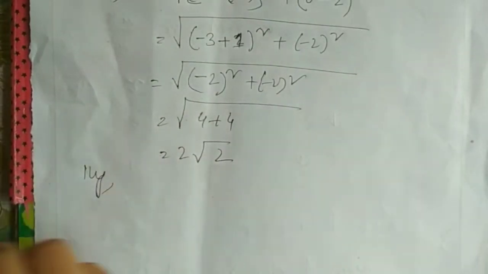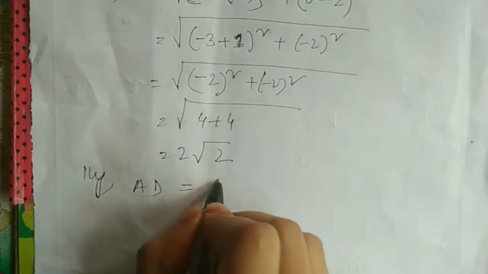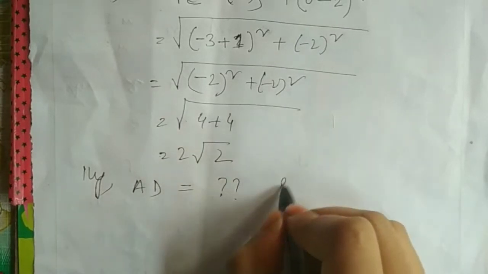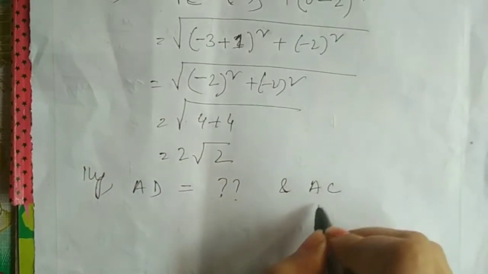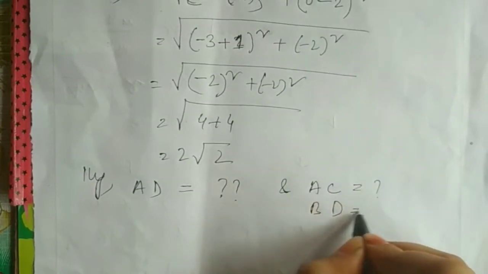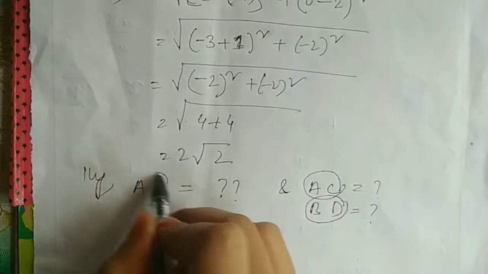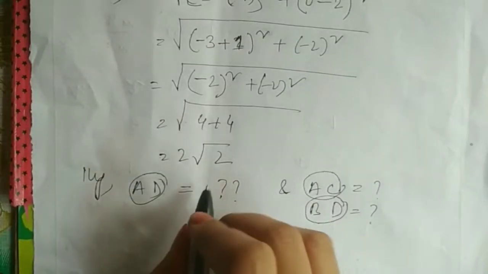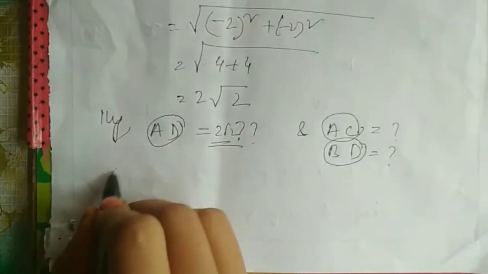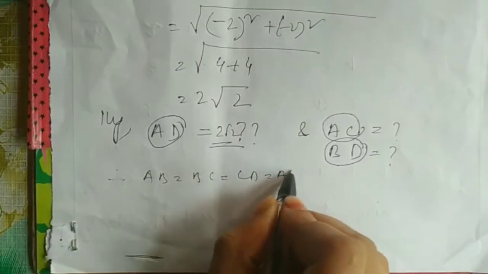Similarly, you find AD. Similarly, find AD and AC and BD. You find these. Similarly, you find AC, BD, AD. After this, if you get AD as 2 root 2, then we can say at last, let's see if AB equals BC equals CD equals AD.